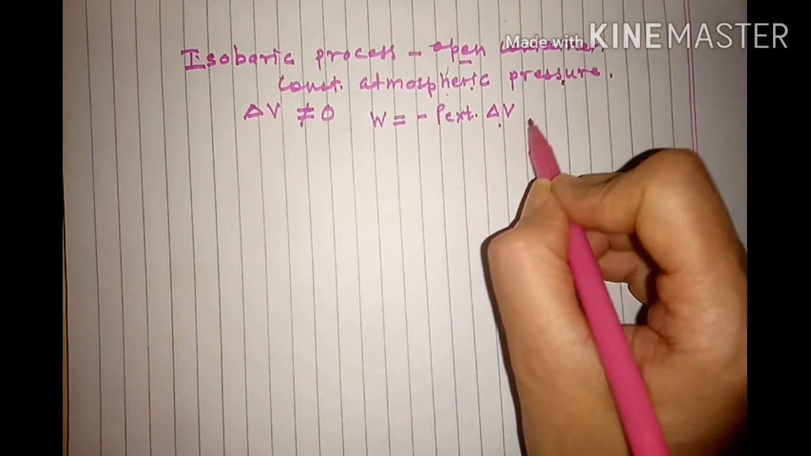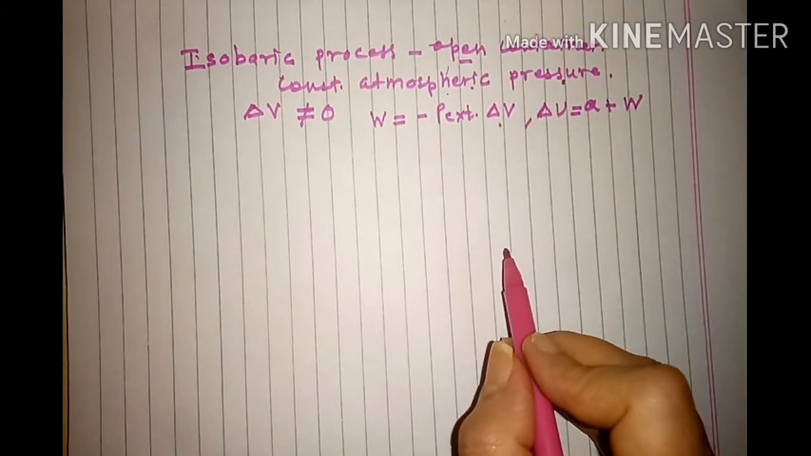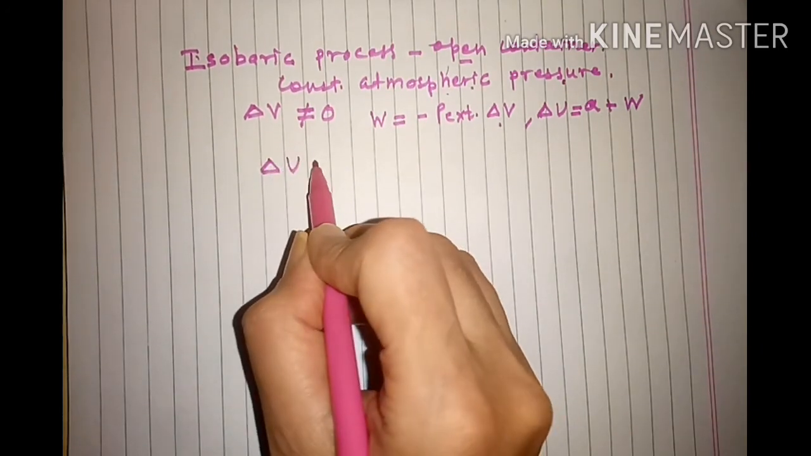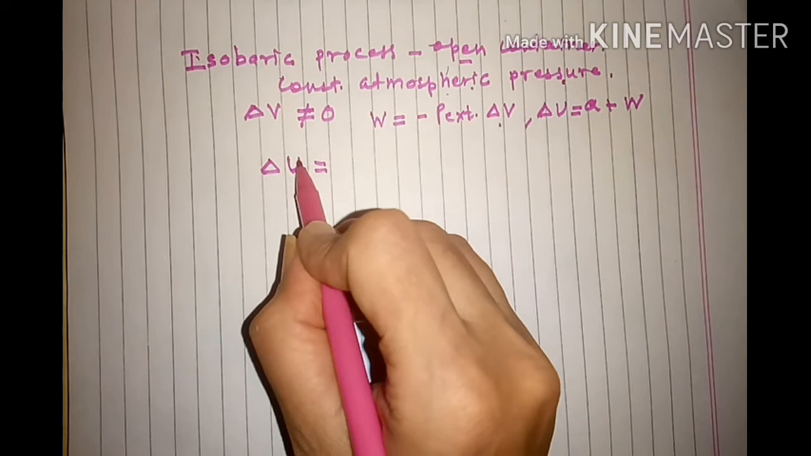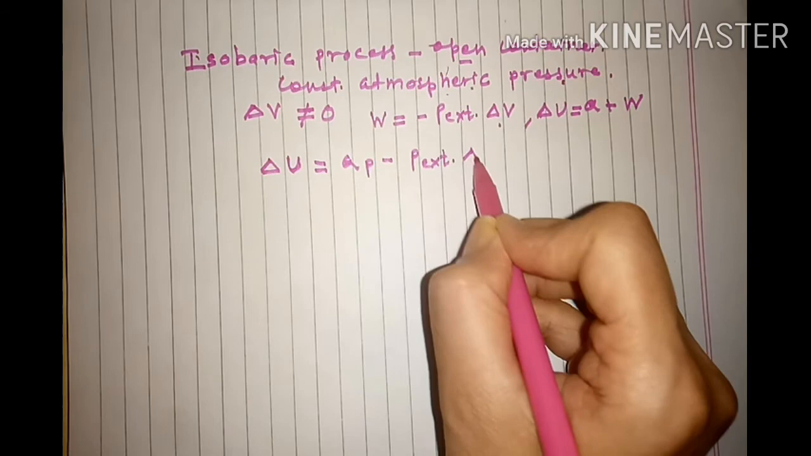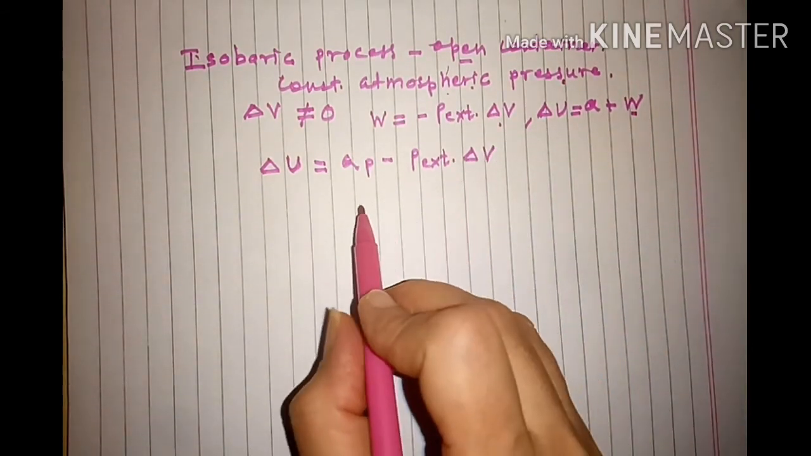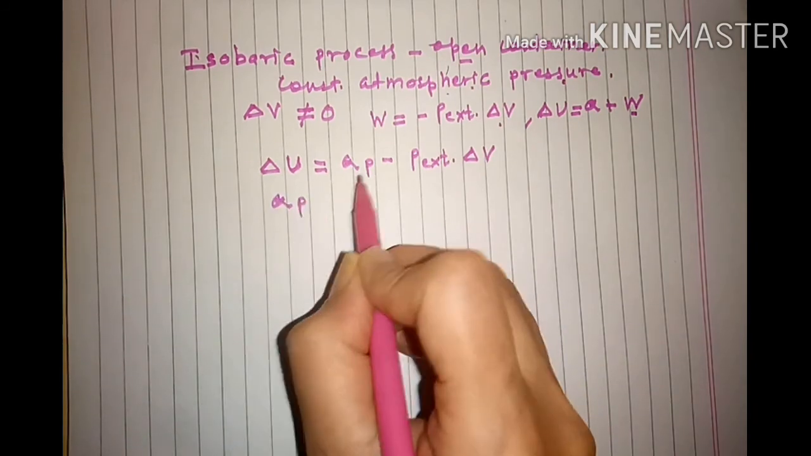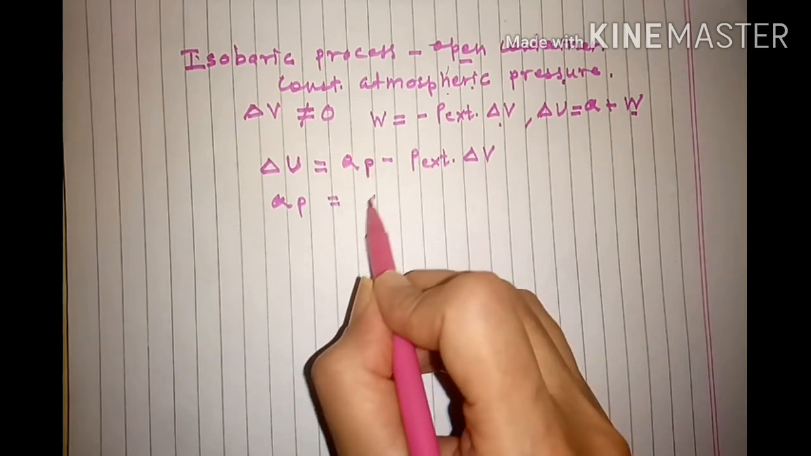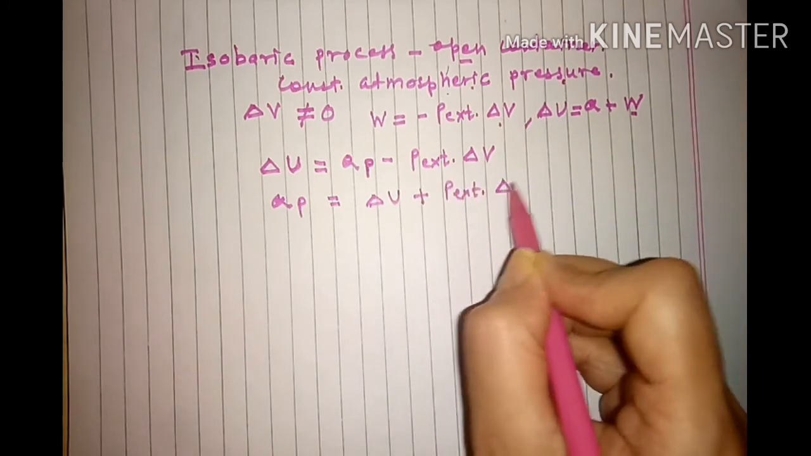Okay, so next is delta U is equal to Q plus W. This is nothing but the first law of thermodynamics. So when you combine these two things together, we come to the equation delta U is equal to QP minus P external into delta V. We have just substituted the value for this W here. Now, what is this QP? That is the heat supplied to the system at constant pressure. So QP is equal to delta U plus P external into delta V.